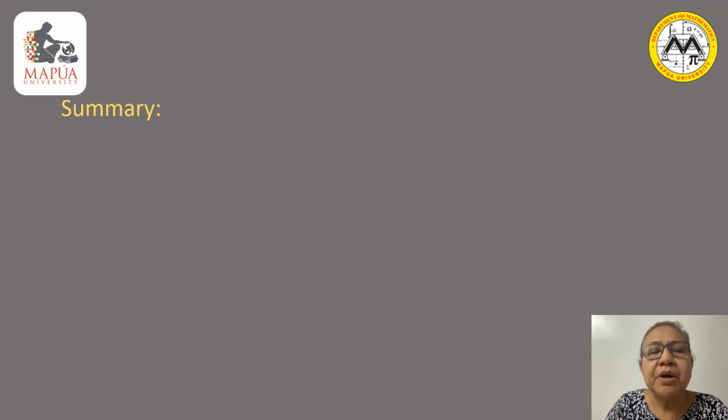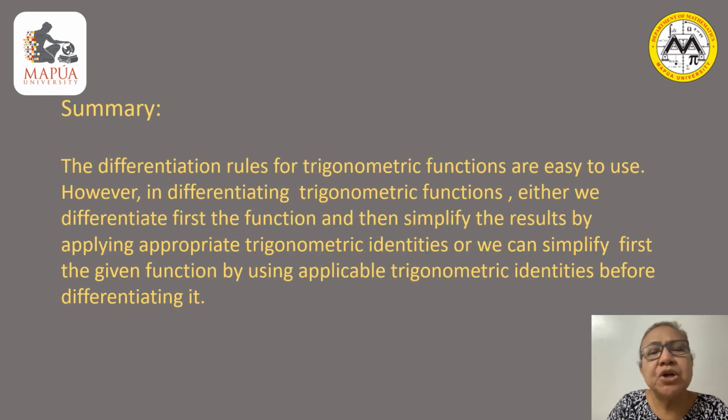In summary, the differentiation rules for trigonometric functions are easy to use. However, in differentiating trigonometric functions, either we differentiate the function first and then simplify the results by applying appropriate trigonometric identities, or we can simplify the given function first by using applicable trigonometric identities before differentiating it.